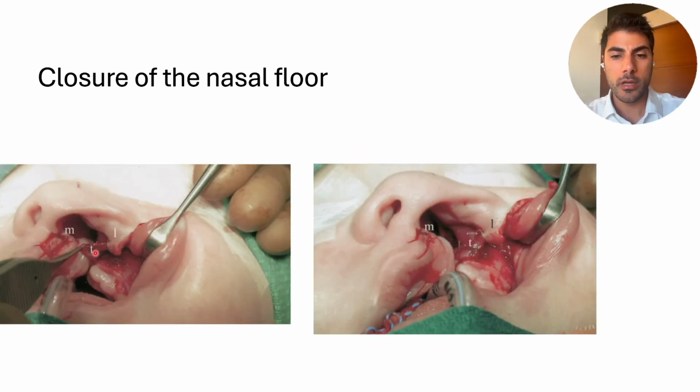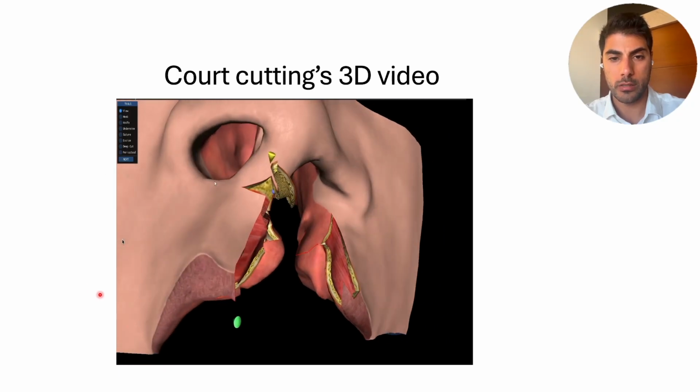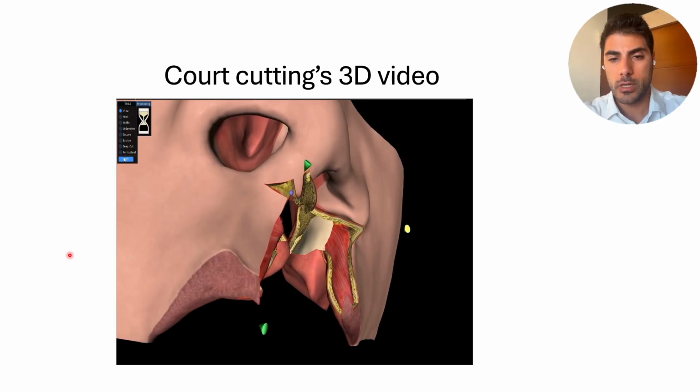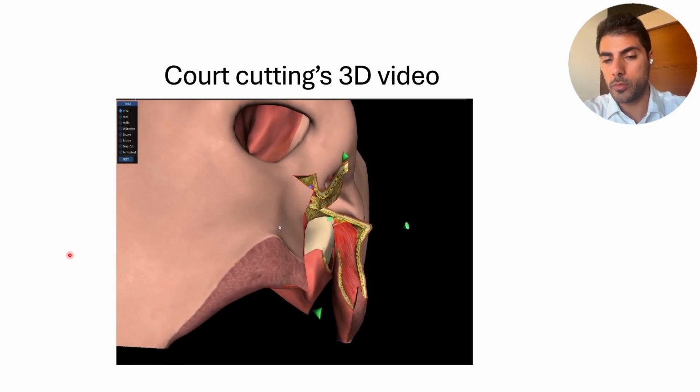And finally, we can also use simply the mucosa from inside the nose, so from the medial and lateral aspects of the nose, nasal mucosa. This is actually a Cordcutting 3D video on how to close the nasal floor, so we can watch it. We can see here is the nasal mucosa. And here also we can see how he actually frees the attachment of the muscle to the piriform bone.